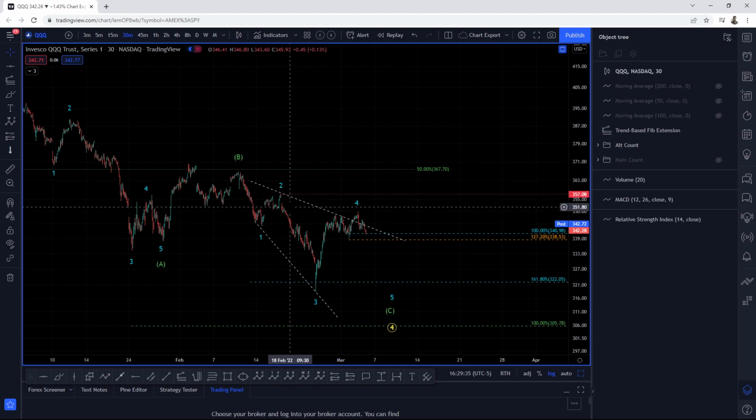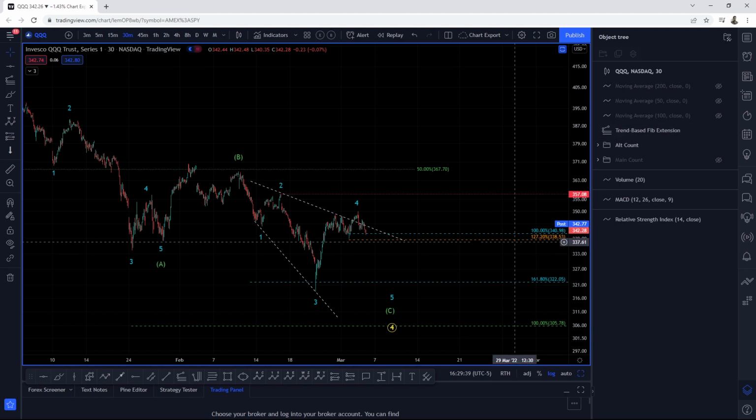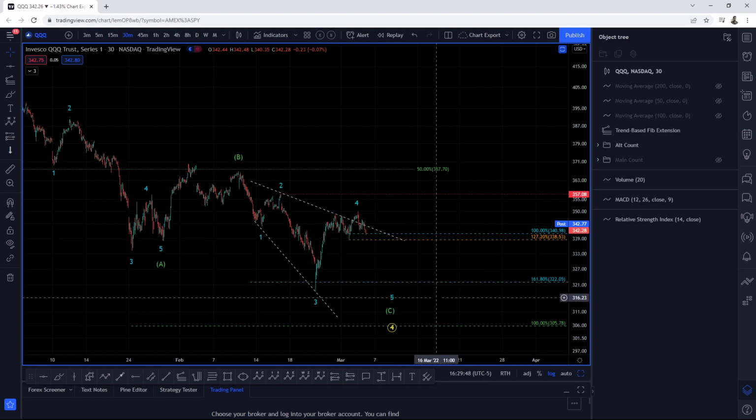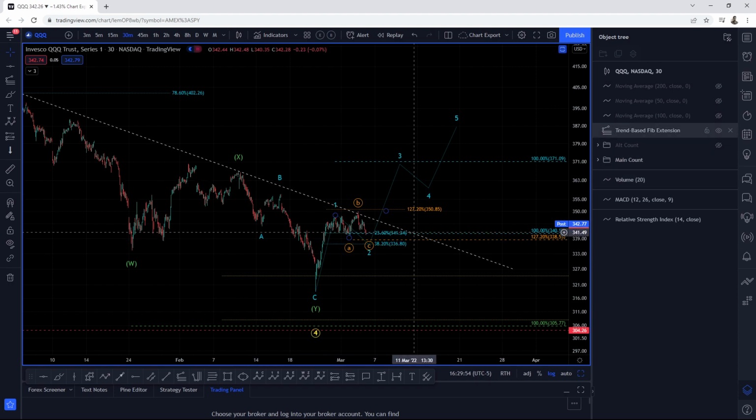Otherwise, if we don't hold, again, 340, 338, and the levels that I brought up in the preferred count, it is likely that we'll start seeing 305, 322 in the Qs. All right, guys, so that's that. So remember, trendline resistance is what we're looking to break. The zone of support is what we're looking to hold.